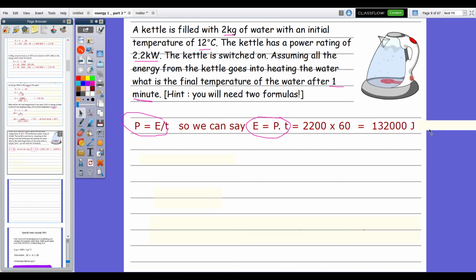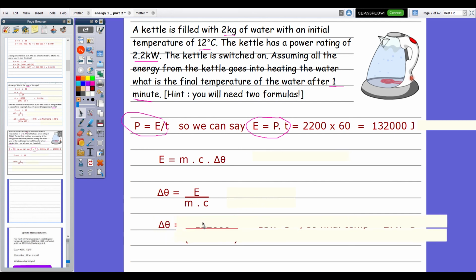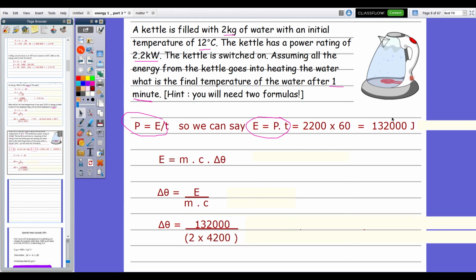Now it just becomes like all the other questions we've done this lesson. E equals MC delta theta, like we just did over the page a minute ago. Delta theta equals E over MC. Now let's put our numbers in. Delta theta equals, there's my energy, 132,000, over 2, because we've got 2 kilograms, and 4,200.